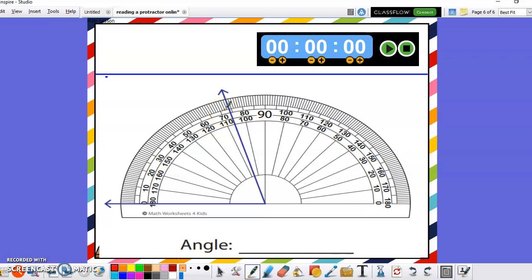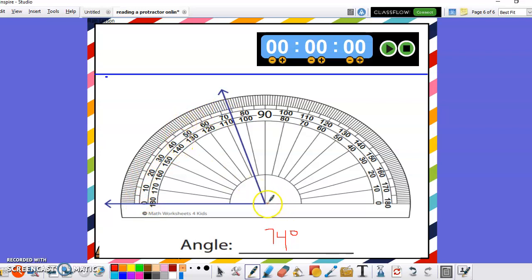70, 71, 72, 73, 74. So I know that the measure of this angle is 74 degrees, and I will go ahead and write that in. So again, whichever way my angle is opening up to, that's where I'm going to start. I'm going to find my 0 point, and I'm just going to go and count up.